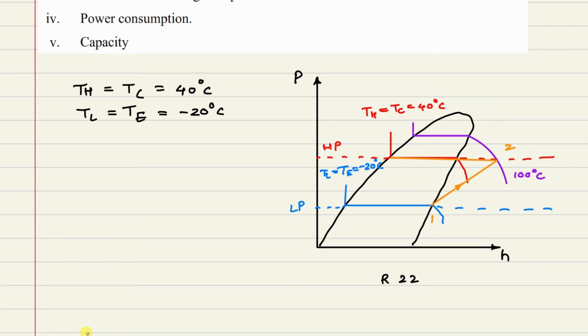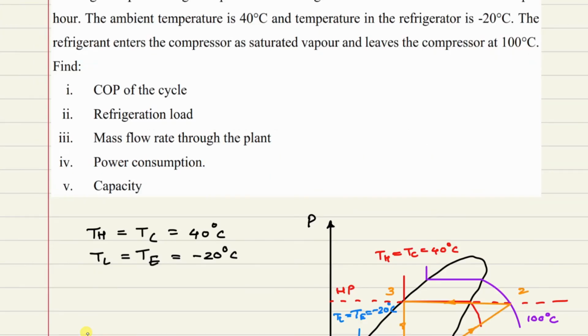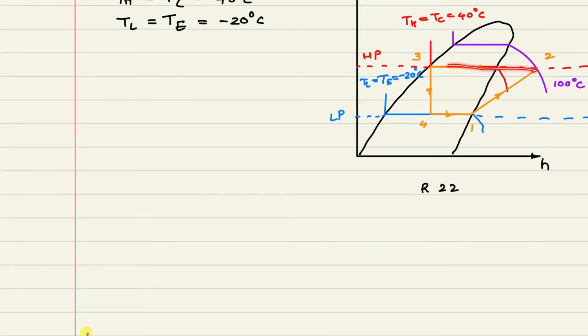So point 3 will be on saturated liquid, and then 3 to 4 vertical. So 1 to 2 in this case, it is non-isentropic compression. Then 2 to 3, it is constant pressure heat rejection in condenser. 3 to 4, isenthalpic expansion where pressure and temperature drop, and 4 to 1 is constant pressure heat absorption Q dot A in evaporator.